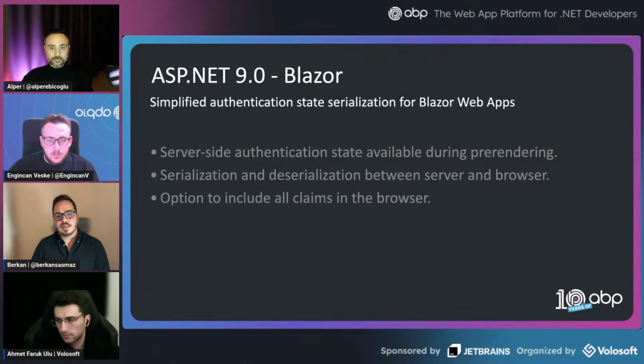Now let's discuss the simplified authentication for Blazor web apps. Previously, adding authentication to an existing Blazor web app required a lot of custom code, especially if you didn't start with the individual account template. With new APIs, you can easily serialize and deserialize authentication state between server and browser. This allows the app to access authentication information during pre-rendering, even before the WebAssembly runtime is initialized.